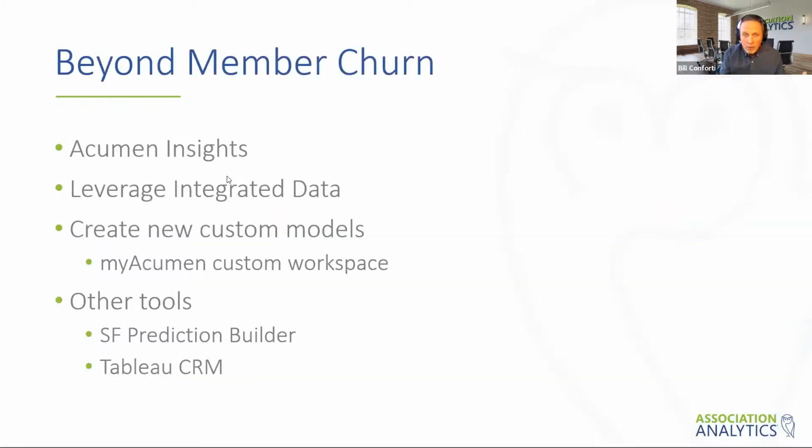Okay, so looking beyond member churn. I mentioned Acumen Insights. That's the built-in models that come with our product. That's member retention, and that is meeting attendance. There are other ways to leverage that integrated data. I mentioned likelihood to donate, likelihood to purchase. Likelihood to do really just about anything, in the association context, is going to be using that same data.